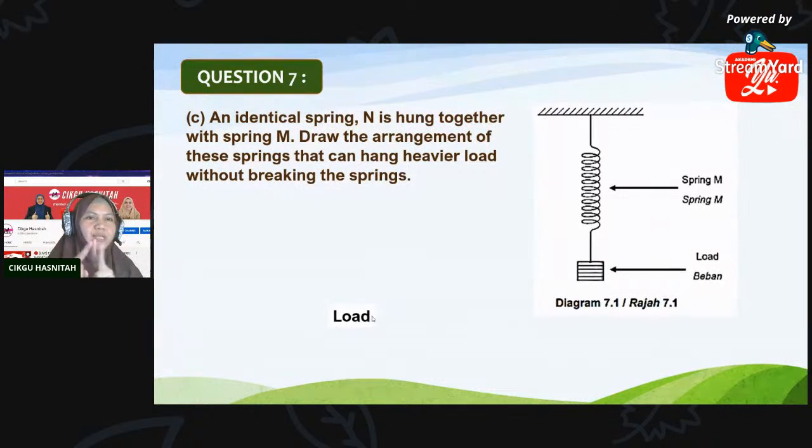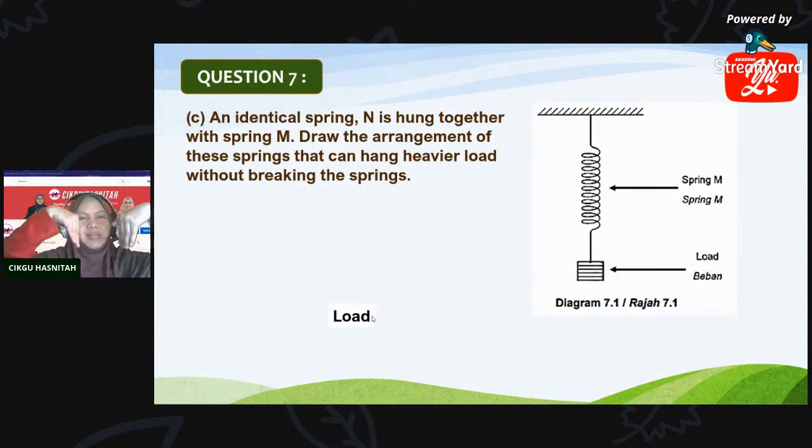So we have two choices of arrangement. How do you want to hang M and N? Hang them in series or hang them in parallel? In series means one on top of another. Hang M and below is N. Series, hang them in one line.